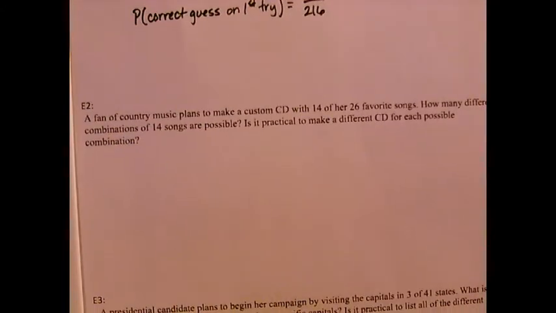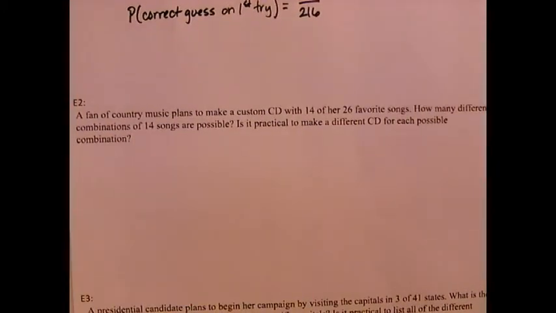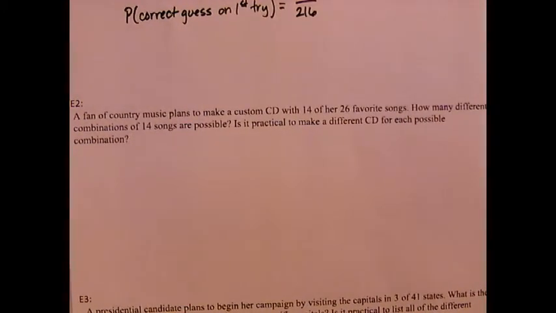Alright, now example E2. A fan of country music plans to make a custom CD with 14 of her 26 favorite songs. How many different combinations of 14 songs are possible, and is it practical to make a different CD for each possible combination?